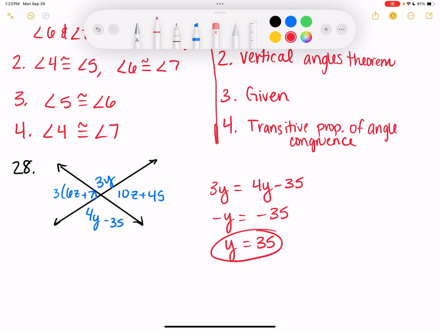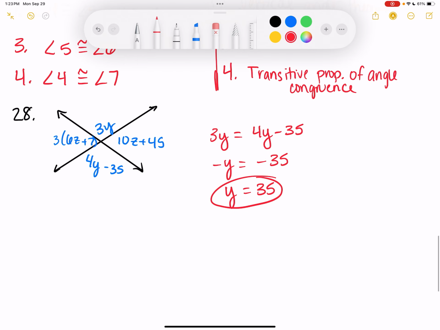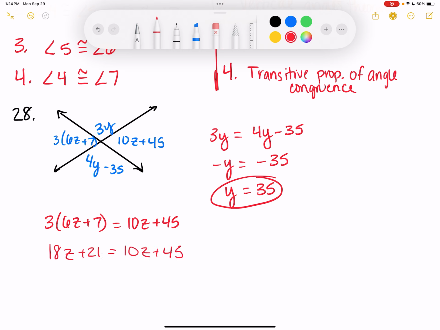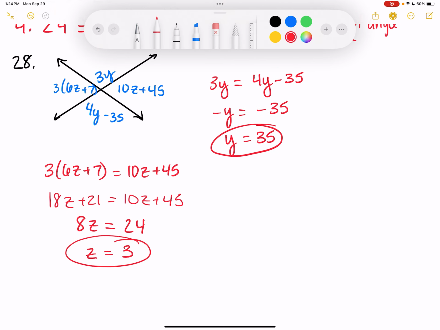Then I'll do the same thing with the z ones. These are also vertical angles. So 3 times 6z plus 7 is equal to 10z plus 45. Distribute: 18z plus 21 equals 10z plus 45. Subtract 10z, so 8z is equal to 45 minus 21, which is 24. 24 divided by 8 is 3. So that's your values for y and z. That's all those ones are asking you to do. But anyways, just so that you're aware on those ones.